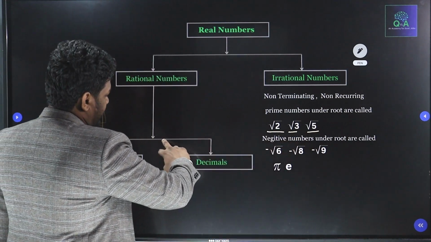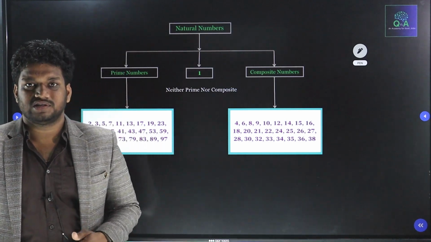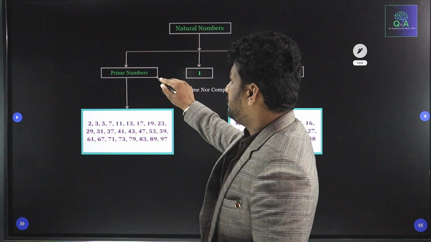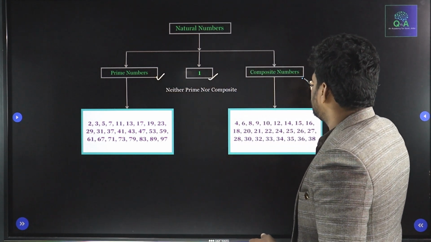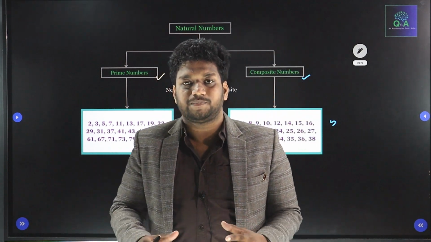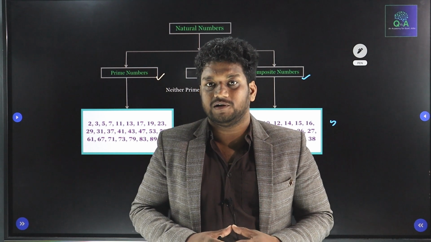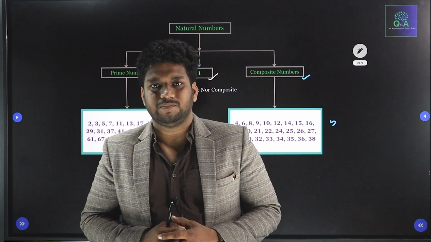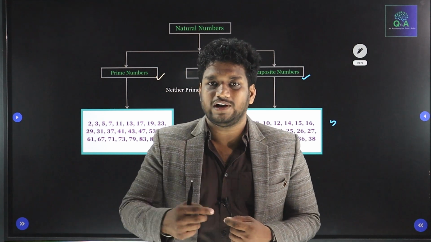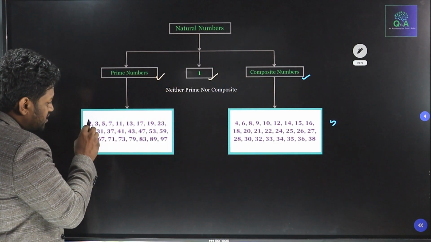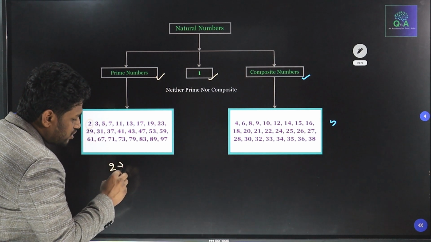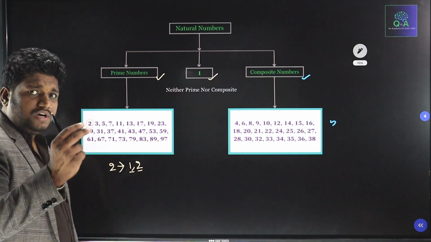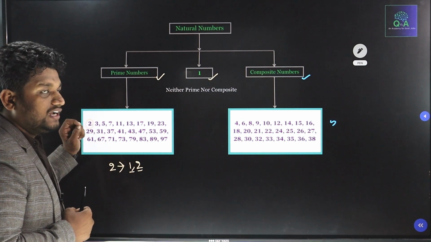Now if we move into the next part, here you can see natural numbers. Natural numbers got divided into three different parts. The first part is prime numbers, the second part is 1, and the third part is composite numbers. You all know, I guess, what prime numbers are. Prime numbers are numbers where we have only two factors. Let me explain how we take only two factors. What is the first prime number here? 2. What are the factors of 2? The factors of 2 are 1 and 2. So I have only two factors. Such numbers I consider as prime numbers.